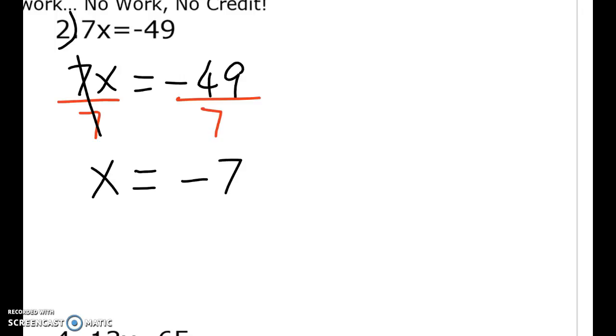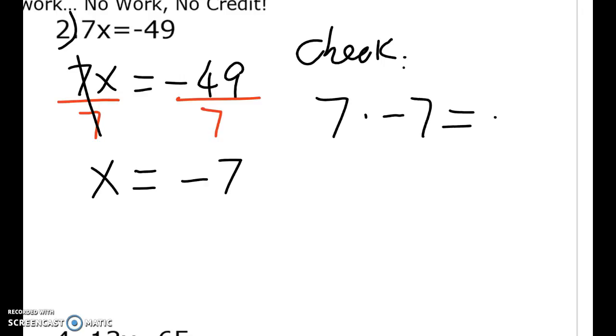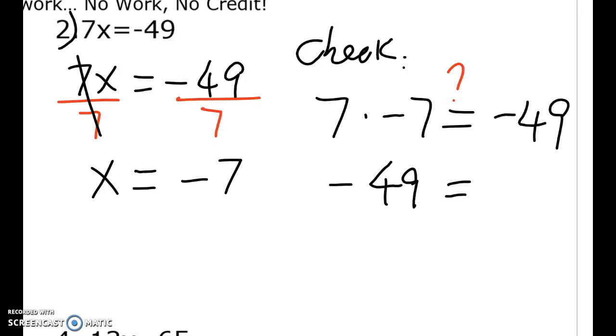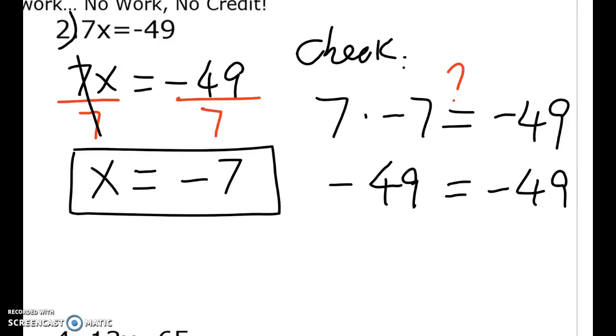So negative 7. If that's true, we can check. So to check that, 7 times negative 7 equals negative 49. Is that true? So what do we do? 7 times 7 is positive times negative, negative. 7 times 7, 49. So both sides are the same, and this one is the correct answer. So that's question number 2.